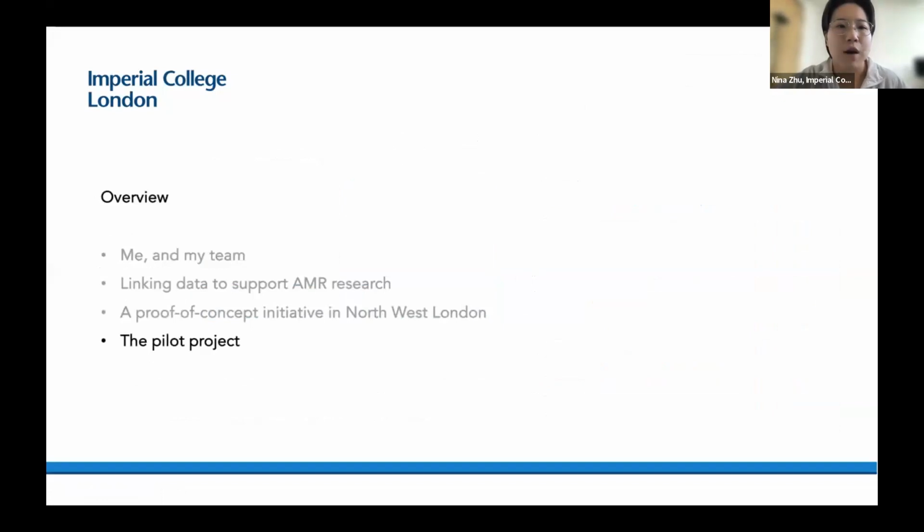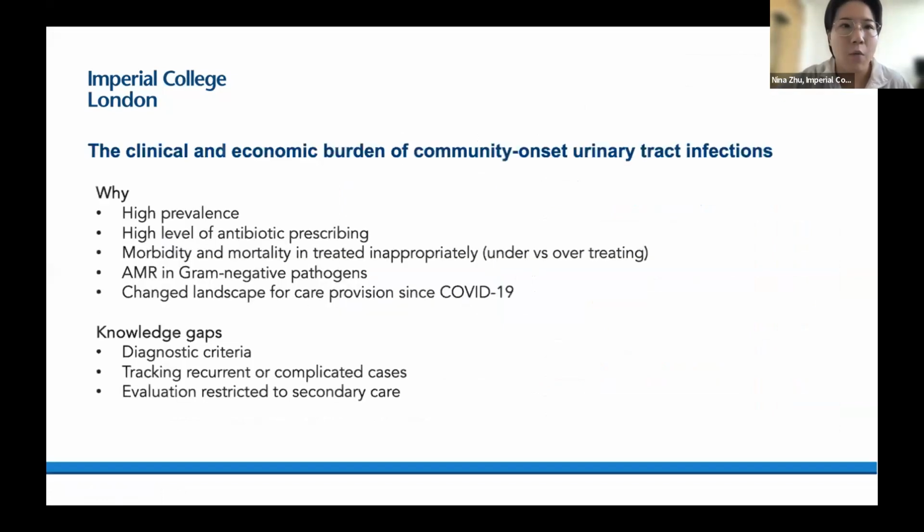And now coming down to a pilot project, which is a work focusing on the assessment of the clinical and economic burden of community onset or community acquired urinary tract infections. So why are we doing this? First of all, we know that urinary tract infection is highly prevalent, especially among the female population. In England, roughly 70 to 80% of females will experience at least one episode of UTI during their lifetime.